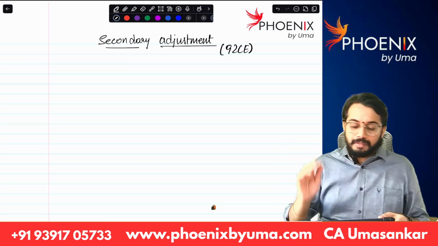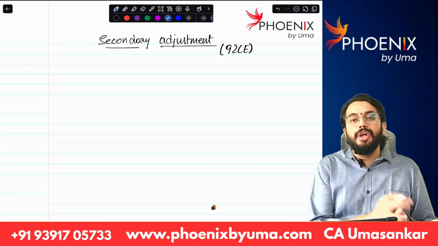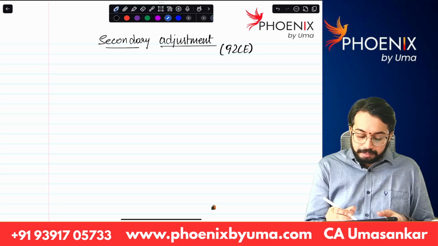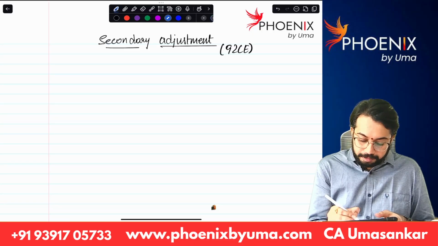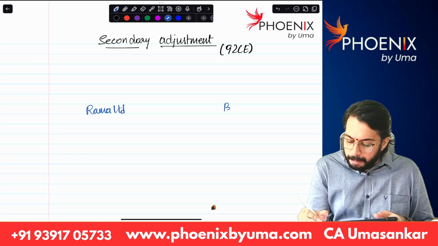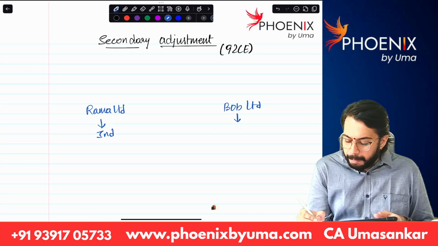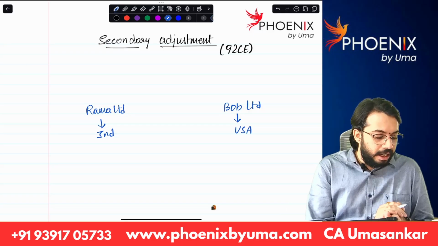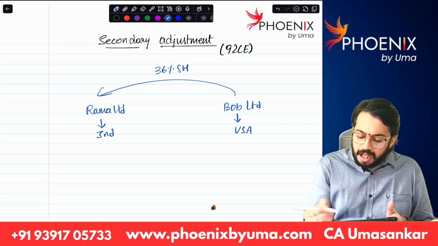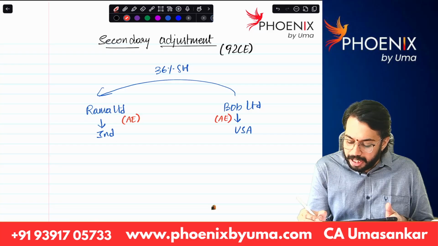Okay, first, secondary adjustment. Before I discuss with you secondary adjustment, you all know primary adjustment, right? First let us discuss primary adjustment. Let's say there are two companies, Rama Limited and Bob Limited. Rama Limited is basically an Indian company, Bob Limited is basically a company located in USA. But Bob Limited holds 36% shareholding in Rama Limited. So we can tell Rama Limited and Bob Limited are associated enterprises.